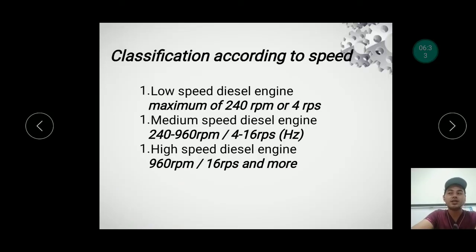According to speed, the classification of engines according to speed, we have the low speed with a maximum of 240 RPM, the medium speed from 240 to 960 RPM, and the high speed diesel engine with more than 960 RPM. So 960 revolutions per minute is around 16 revolutions in 1 second. So 1 second, 16 revolutions, so fast.